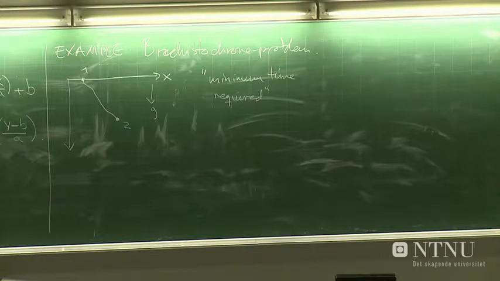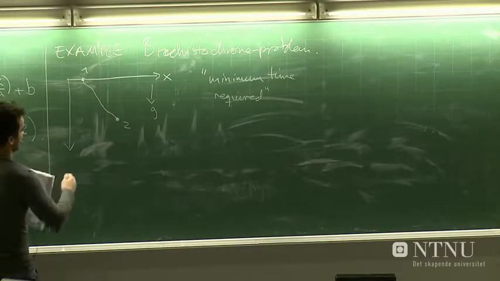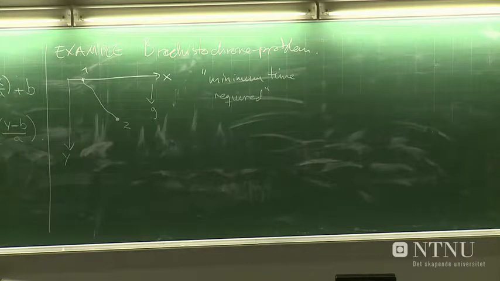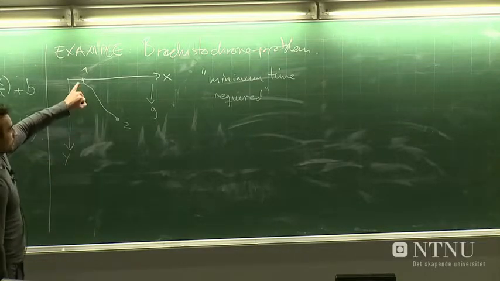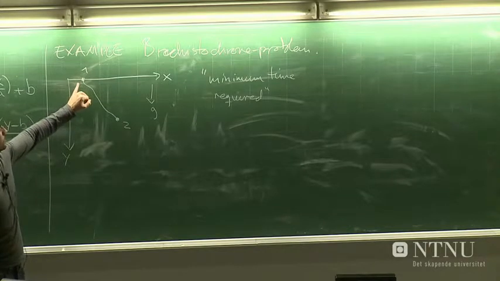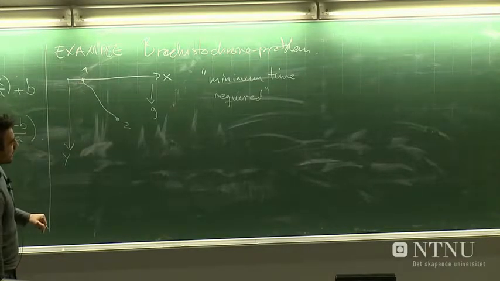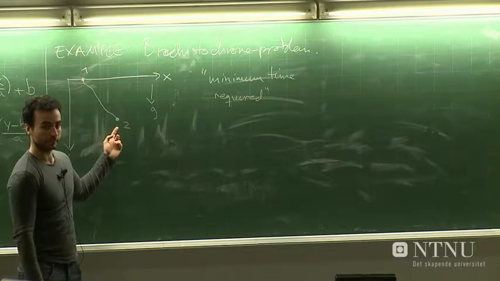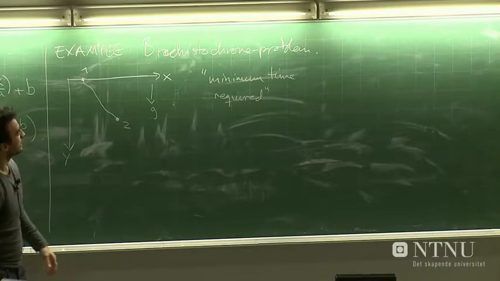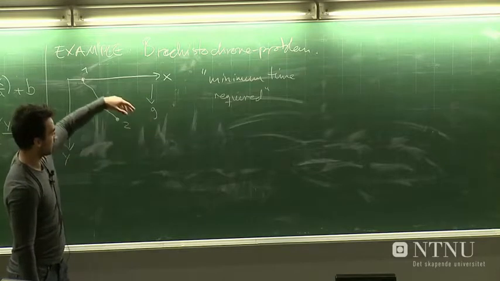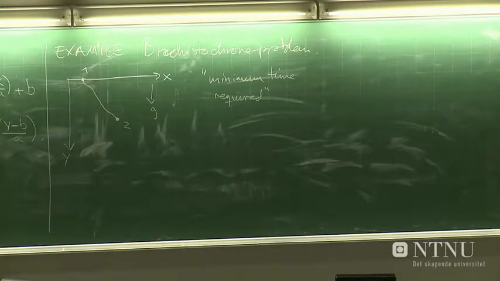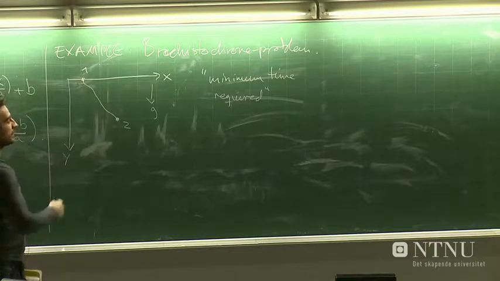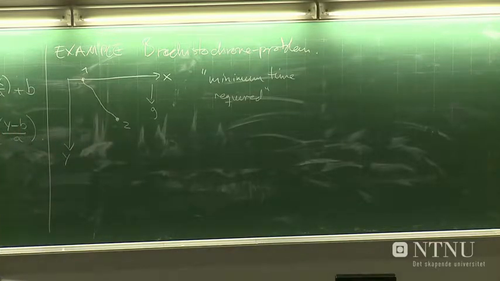The problem essentially looks like this. Imagine we're working in a plane, the xy plane. We have a particle which starts out in position 1 and ends up in position 2 later, at some later time t. And gravitation works in the positive y direction. The brachistochrone problem is as follows. Find the curve between 1 and 2 so that the time required by the particle to travel between 1 and 2 is minimal.